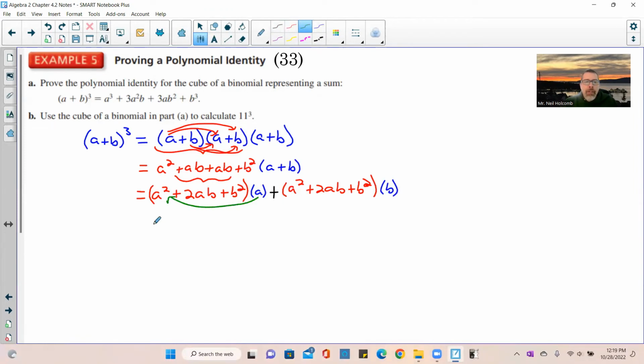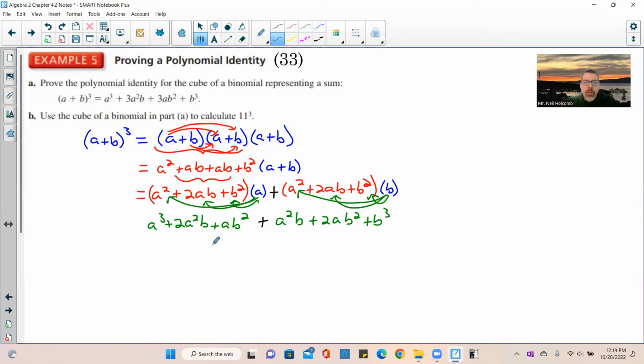A times a squared is a cubed. A times 2ab is, we have a plus sign here, plus 2 times a is 2a squared b. And then multiplying this, I get plus ab squared. Plus, and then I multiply the b throughout. This is going to give me a squared b. Multiplying b times 2ab is going to be plus 2ab squared. And then finally, b squared times b is b cubed.